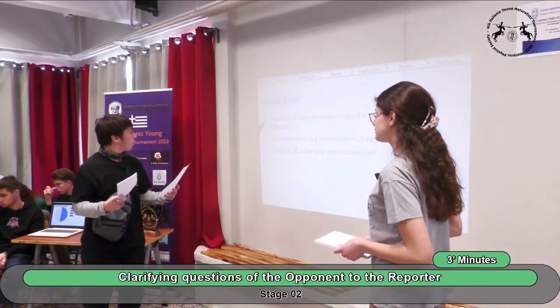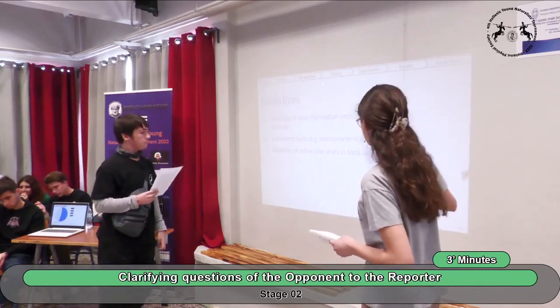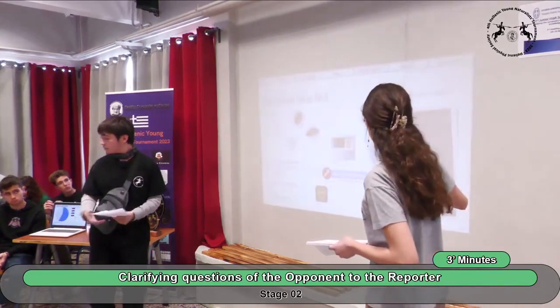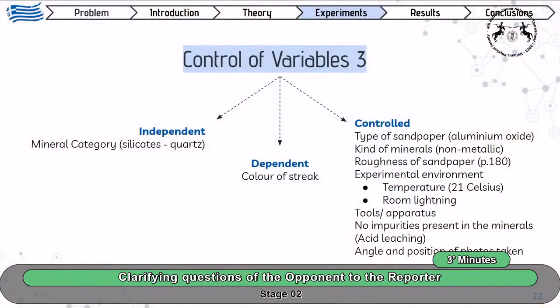Also, what camera did you use? We used the phone. As we mentioned in our control, the angle was the same. We used the tripod in order to control that. If you could go to the control parameters here, angle and position of photos taken, it was always controlled so as to mitigate any possible errors.